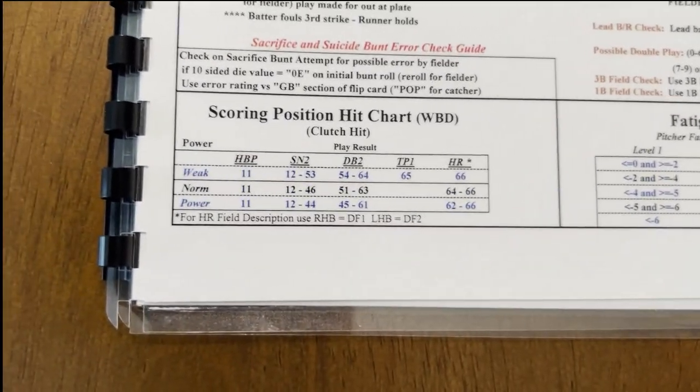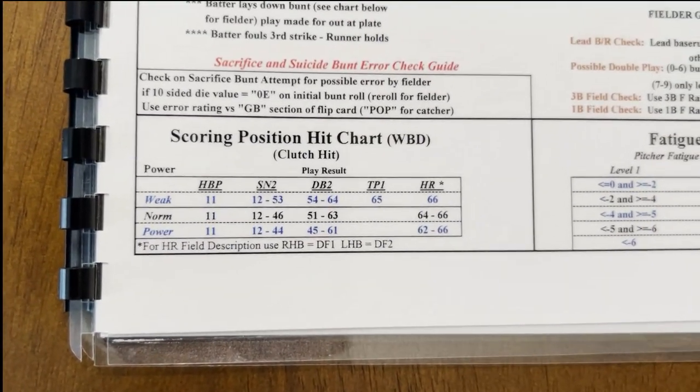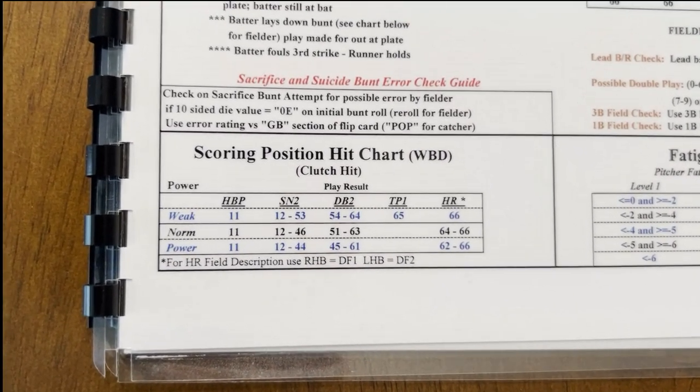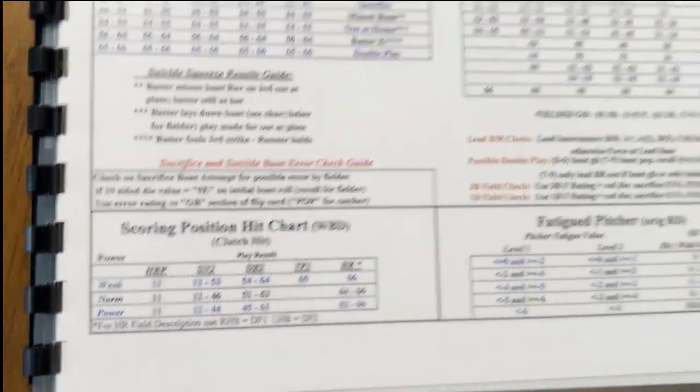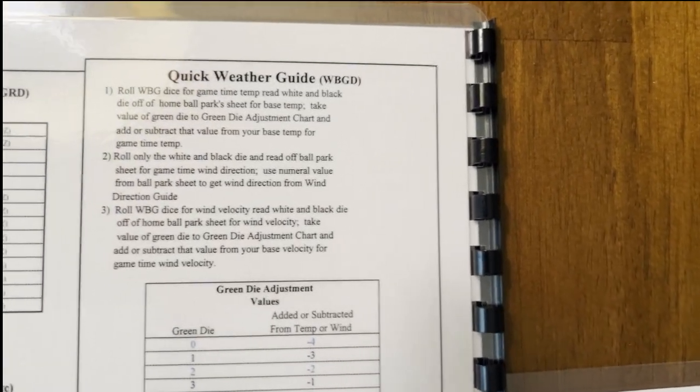And then you've got the scoring position hit chart. This is kind of the converse of this chart, where batters do really well with runners in scoring position and they get extra hits. So you've got one page here, you've got a page here, you've got another page here, and then you've got a fourth page right here. I've neglected to show you this column here.